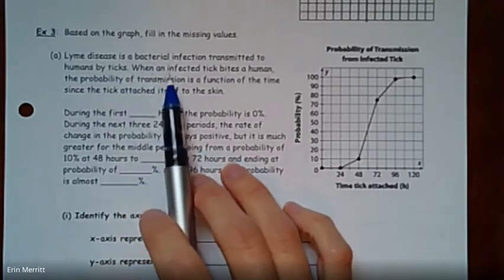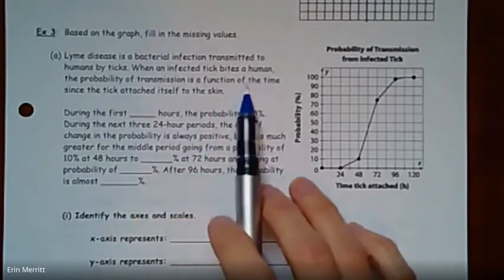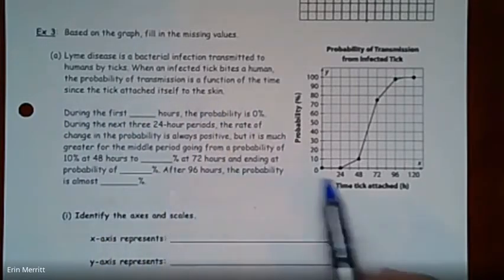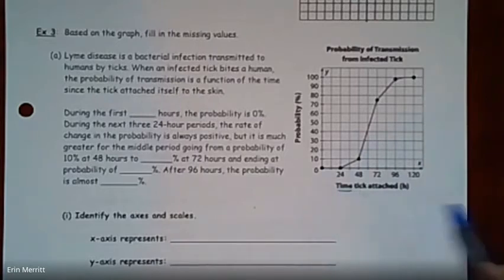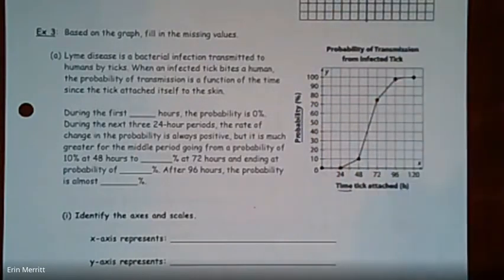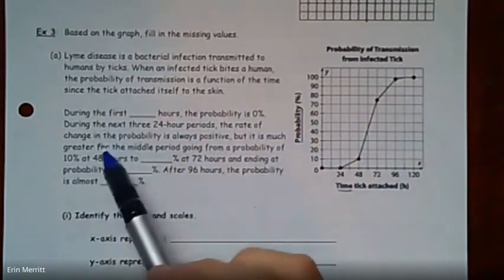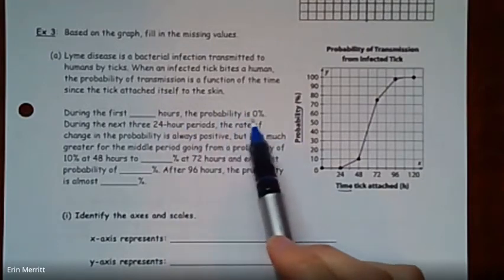It says when an infected tick bites a human, the probability of transmission is a function of time, right? Since the tick attaches itself to the skin. So if you look over here on the x-axis, this is the time, and then the y-axis is the probability of infection, right? Or the probability that it would transfer that Lyme's disease. So when we read through it, we're going to be using the graph to fill in the blanks. So it says during the first blank hours, the probability is just 0.